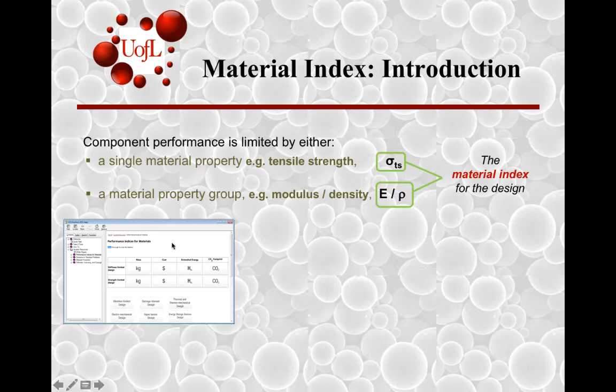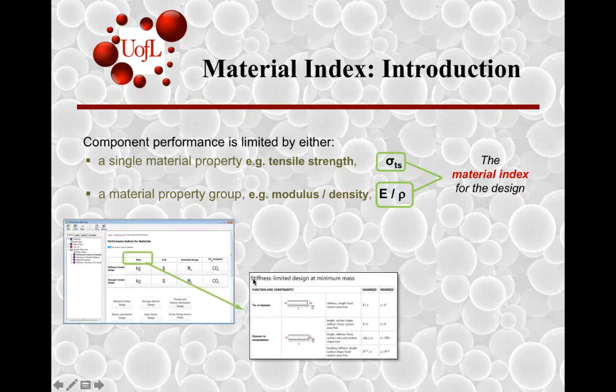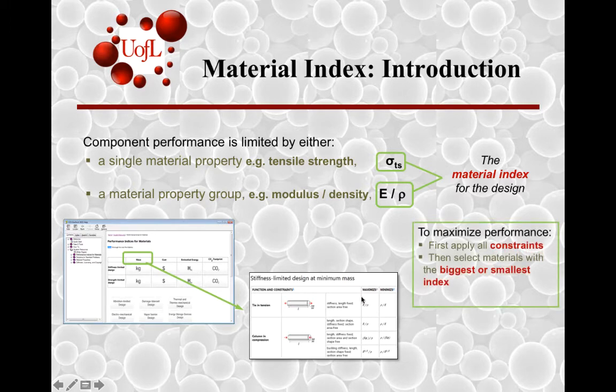So for instance, you have single properties like mass, cost, and environmental properties such as embodied energy or carbon dioxide emission. You could also have, for mechanical properties, a stiffness-limited design at minimum mass, so you want E by rho. Okay. So to maximize performance, you take this material index after applying all the constraints and decide whether to maximize it or minimize it.